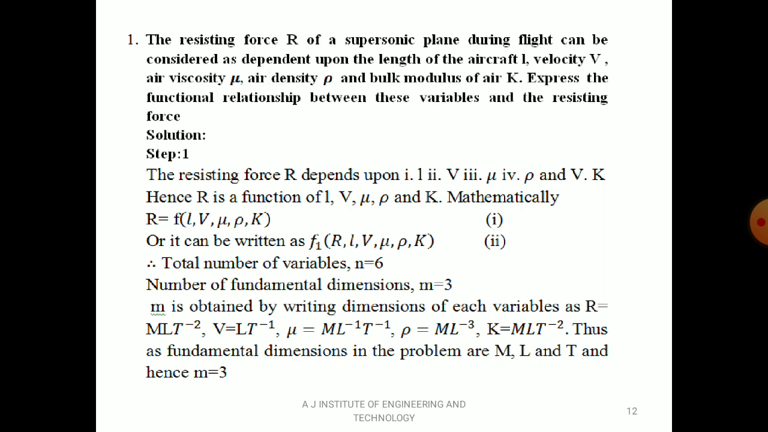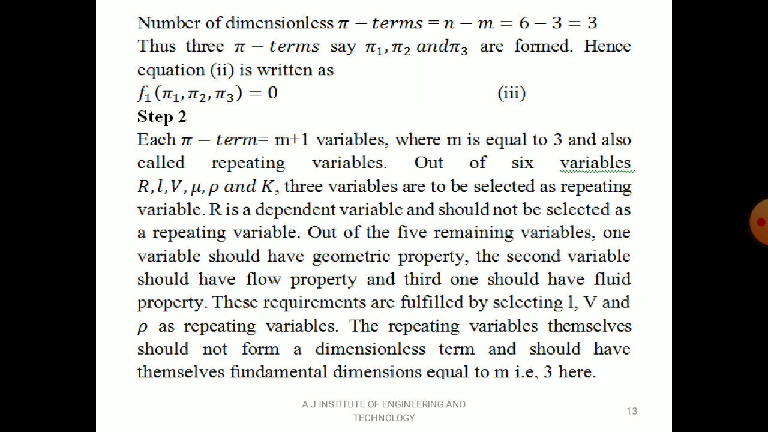So you can look into these dimensions of the various variables. We can see M, L and T terms in almost all cases. So the number of fundamental dimensions, m, equal to 3. According to the Buckingham Pi theorem, the problem can be grouped into n minus m pi terms. What is n? Here n is 6 and m is 3. So 6 minus 3 becomes 3. That means we should have 3 pi terms in the problem.